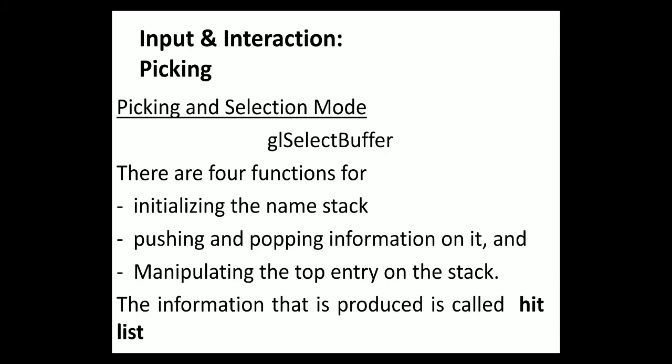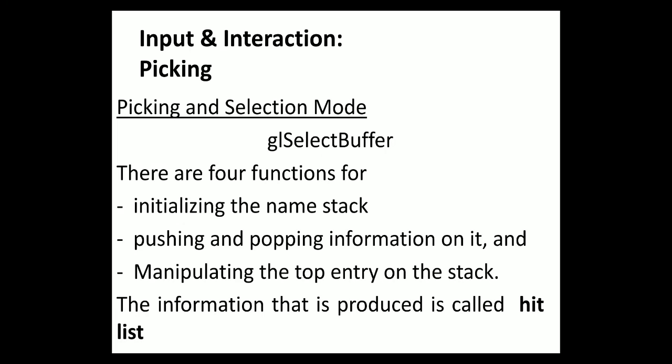So we will be making use of glSelectBuffer in order to perform this. We are going to extract the data, or what you say as the hit list, and it will be stored in the name stack with the help of glSelectBuffer. That is going to make use of 4 functions. One is initializing the name stack, what the name stack is, and then what the size of the name stack is. We will be making use of push and pop functions for this, and then we will be manipulating the top entry in the stack in order to make certain transformations to the data, and all the information that is stored is called the hit list.